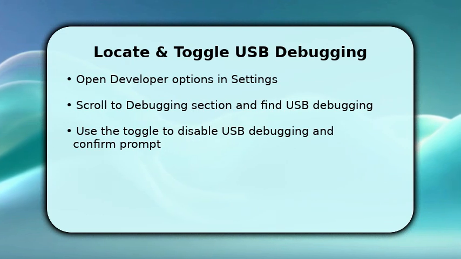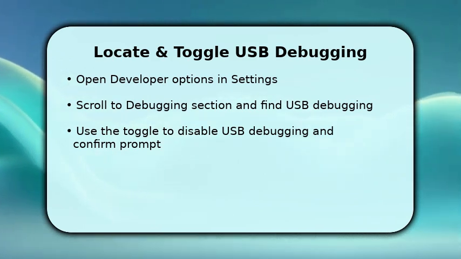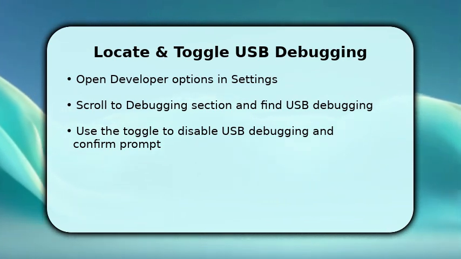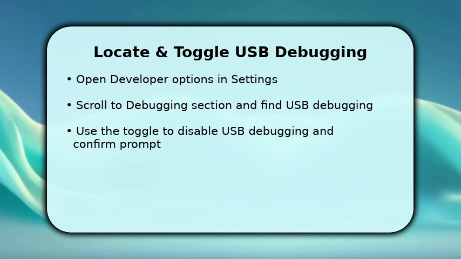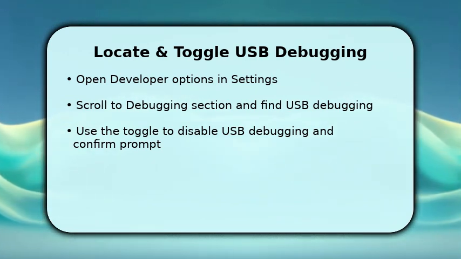You'll see a confirmation dialog asking to revoke USB debugging authorizations. Accept it. This step stops ADB access and revokes any previously trusted computers. Make sure to read the prompt before confirming so you understand which authorizations are removed. Then exit Developer Options to prevent accidental re-enabling.